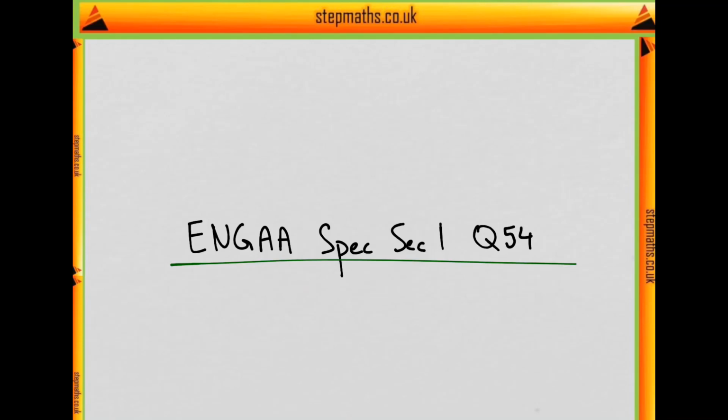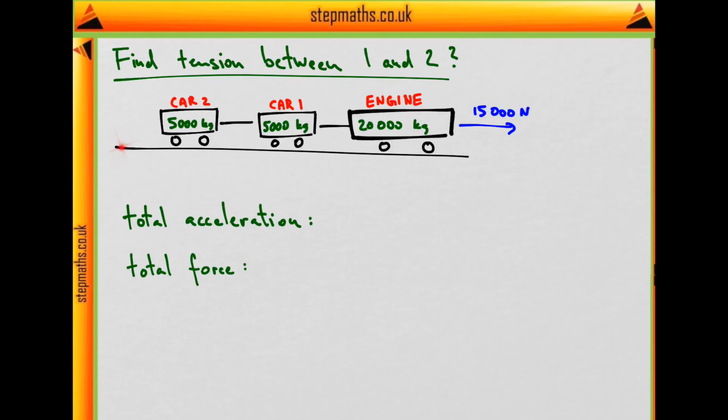In this video, we'll look at question 54 from the specimen paper. In this question, we have a train which consists of an engine and two carriages. We know their masses and also that the engine pulls with a force of 15,000 newtons. We are supposed to find the tension between carriage 1 and carriage 2.